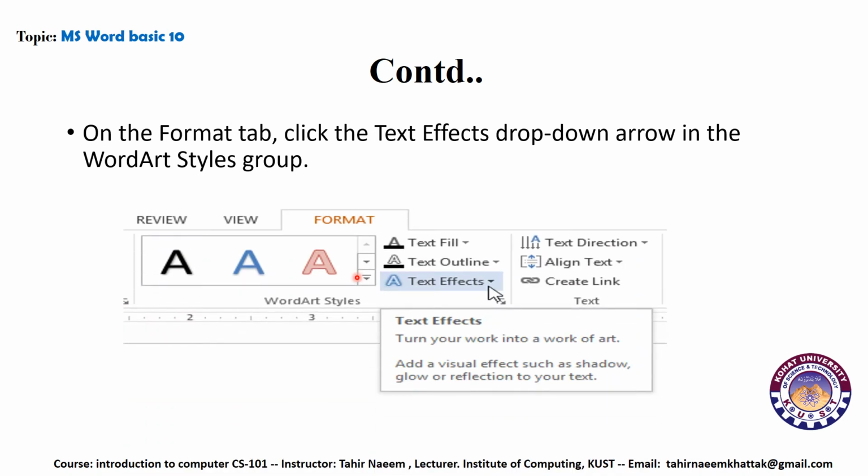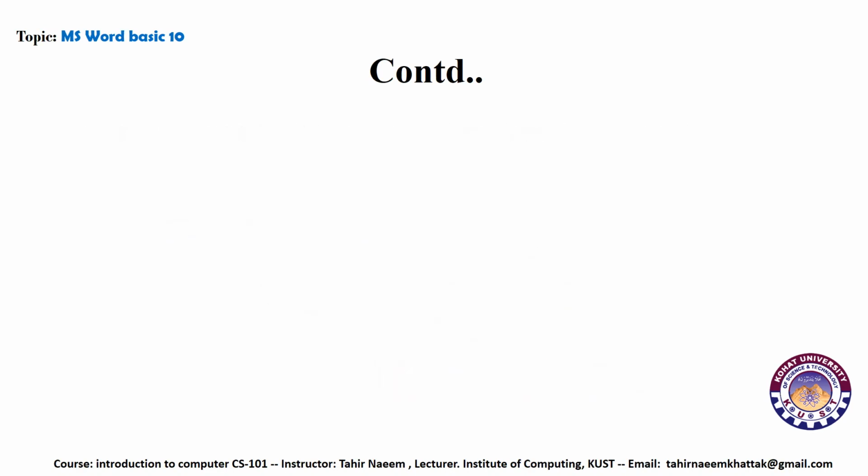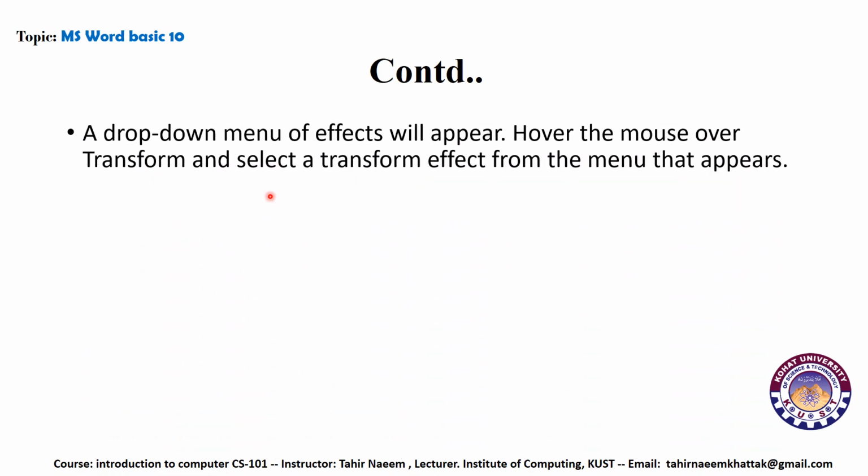As you can see, we will click on Text Effects. We can turn your work into a work of art by adding visual effects such as shadow, glow, or reflection to your text. A drop-down menu of effects will appear. Hover the mouse over Transform and select a transform effect from the menu that appears.